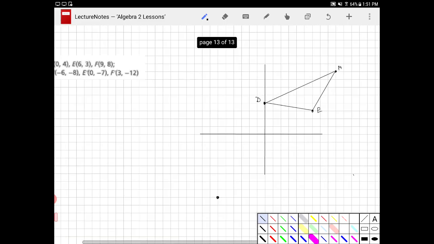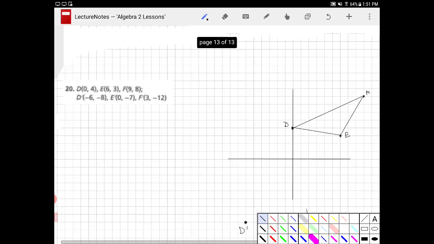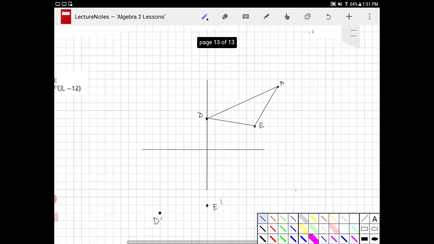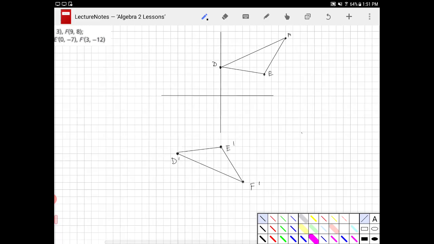And E is located at 0, -7. Okay, 2, 4, 6, 7. And my F prime is 3, -12. Okay, 3, -12. And then 2, 4, 6, 8, 10, 12. Right there, F prime. Okay, here we go. So now that I have this drawn, there's no other way of getting around this. Okay. It looks like it's going to be a translation and then a reflection.